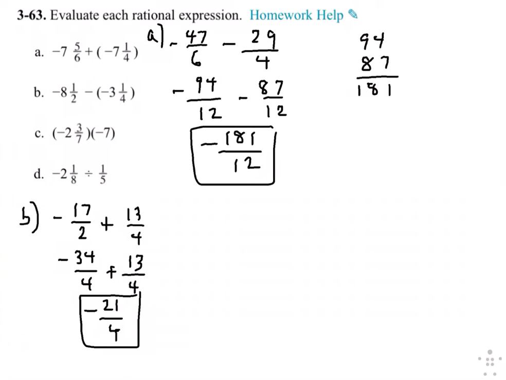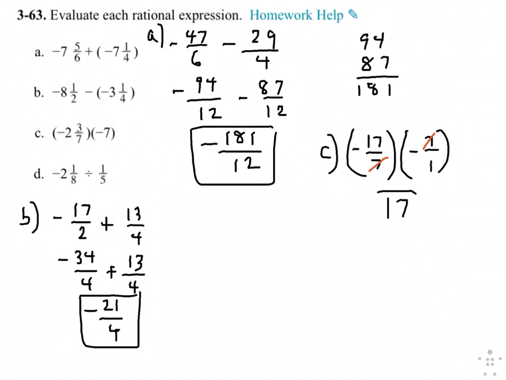Okay, and C, let's see, we have room maybe right here for C. So we have negative 2 and 3/7, that's negative 14, negative 17 sevenths times negative 7, right? Times negative 7. That's 7 over 1, right? Negative 7 is 7 over 1. This cancels, right? And we have negative times negative, which is positive, so we get 17 for C.